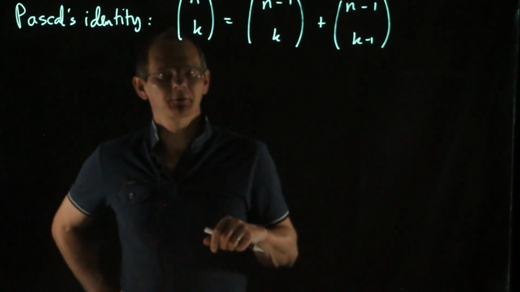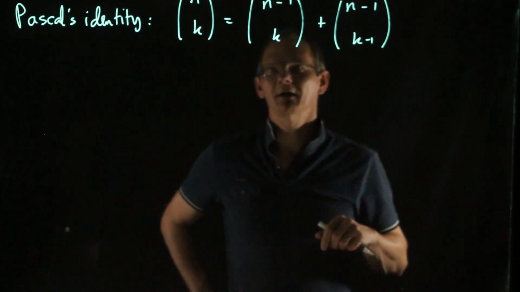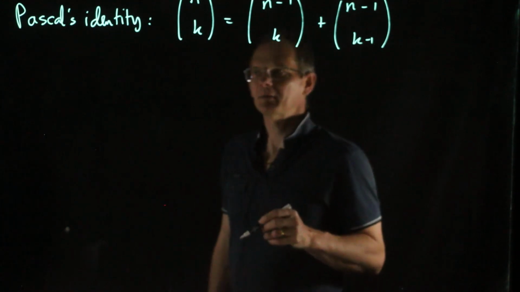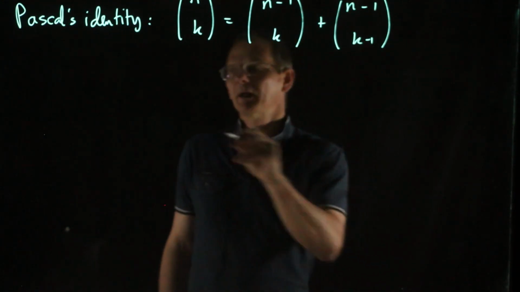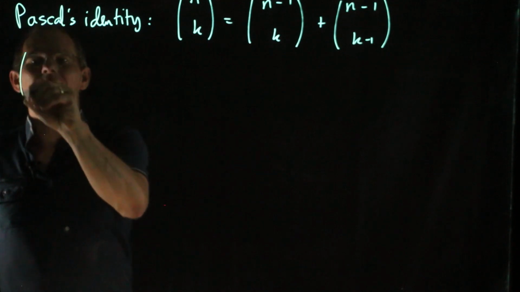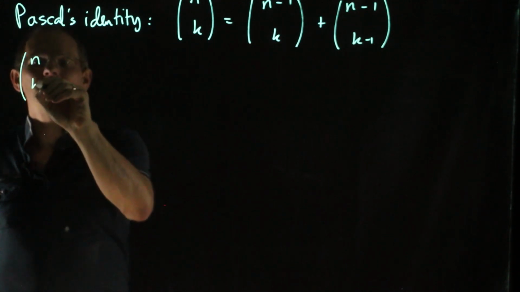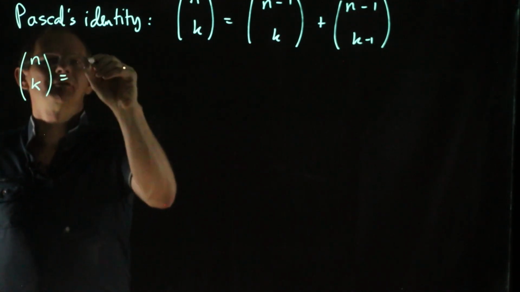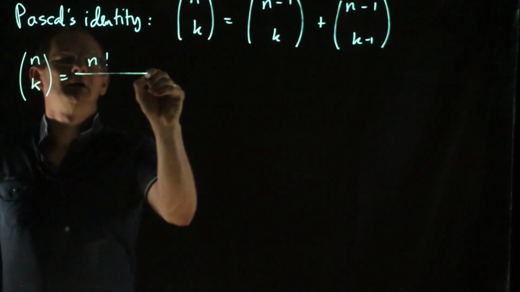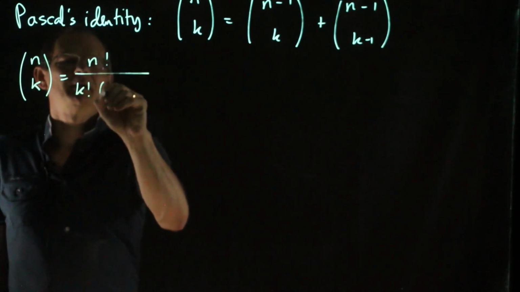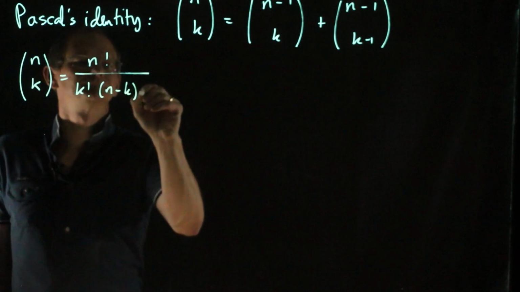But in this video we're going to give a completely algebraic argument from the definition of binomial coefficients in terms of factorials. So let's recall how that works. Remember, the binomial coefficient n choose k is just n factorial over k factorial times n minus k factorial.